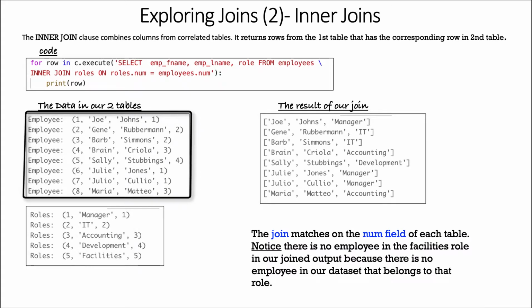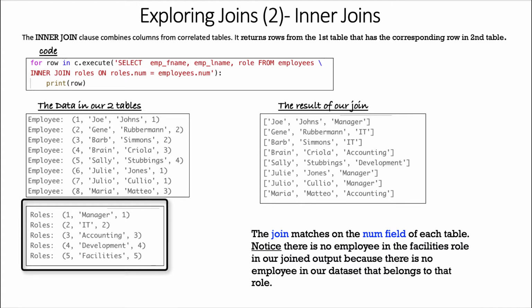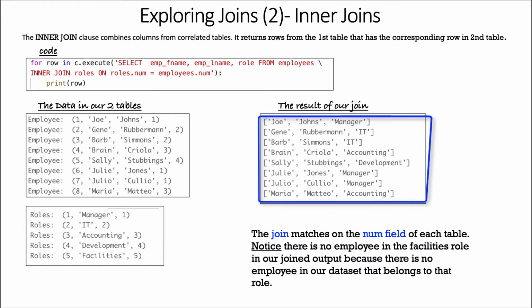The first table here is the employees table. The second table here is the roles table. So on the right-hand side, we see the result of our join. The join matches on the num field of each table.